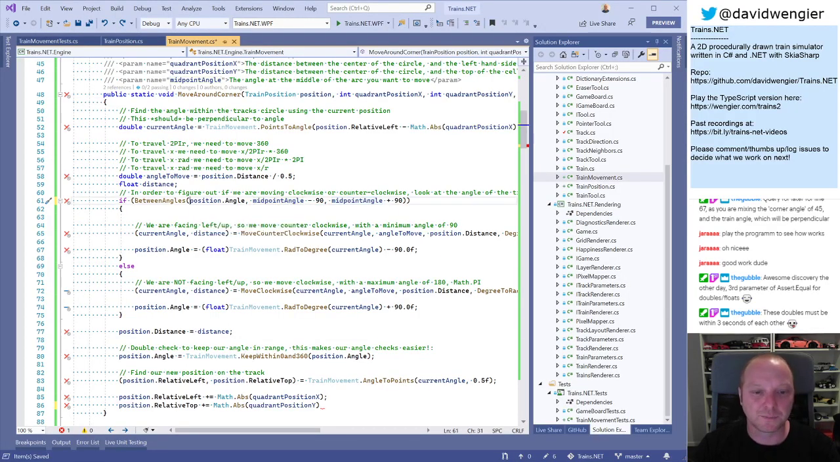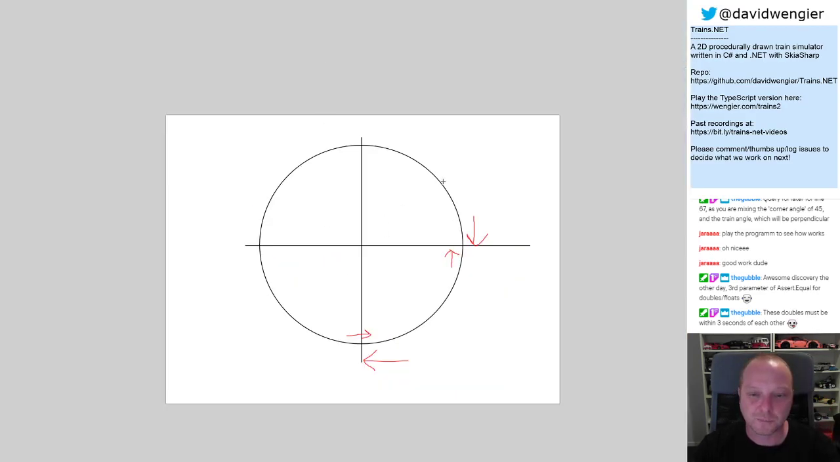Oh, I know what I've done wrong. It's midpoint angle minus... hang on, let me write this down. So counterclockwise is 0 to minus 90. Clockwise is 90 to 180. So 45 is in the middle of that.